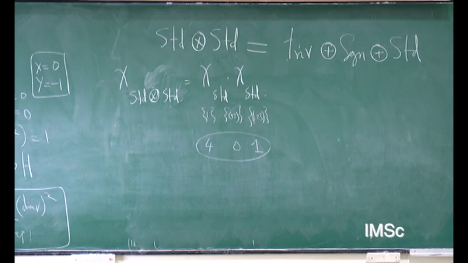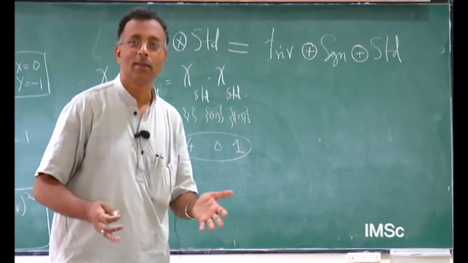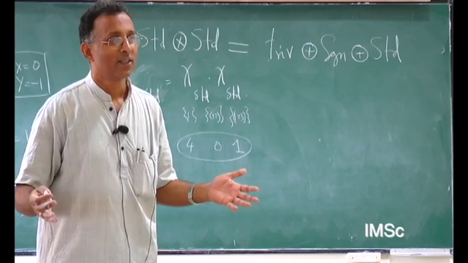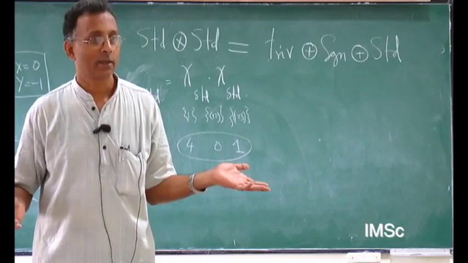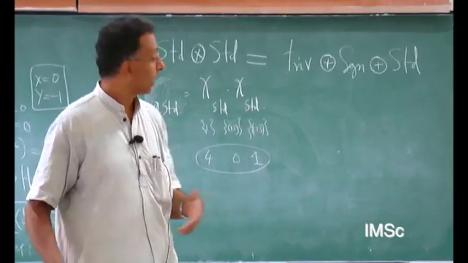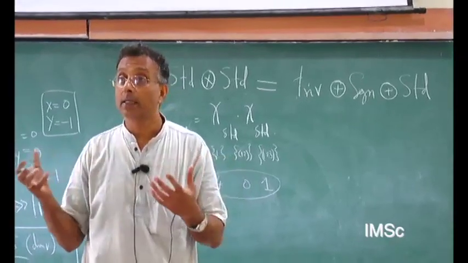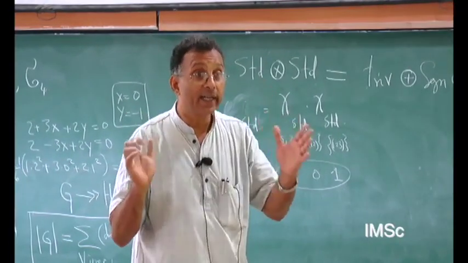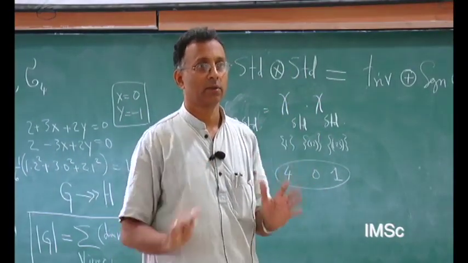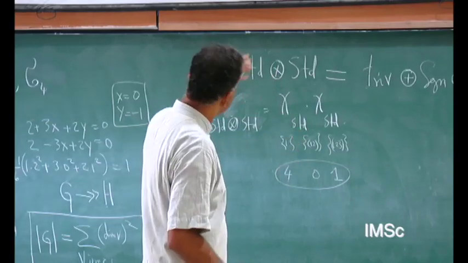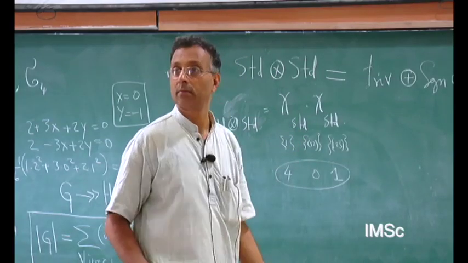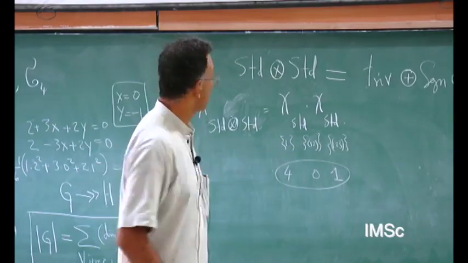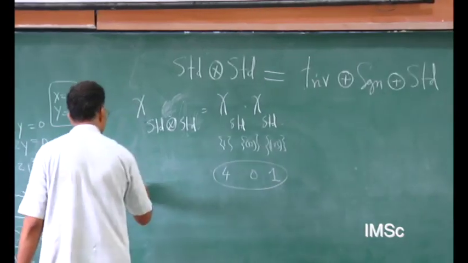Correct? Is this okay? So there are representations and representations and representations. There are so many representations. But for a finite group, there are only finitely many irreducible representations. I could take standard tensor standard. For example, let's do standard tensor standard.